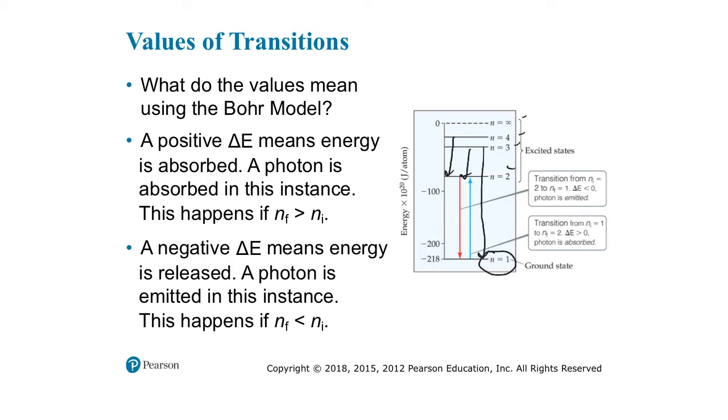So you can look at the delta E. For the H-atom, if delta E is positive, then energy must be absorbed for that transition to occur. A photon in this instance is possibly absorbed. So n_f greater than n_i. If your final state is higher than your initial state, then energy has to be absorbed to go upward. And negative delta E implies energy is being released to create the photon of light that you might observe.